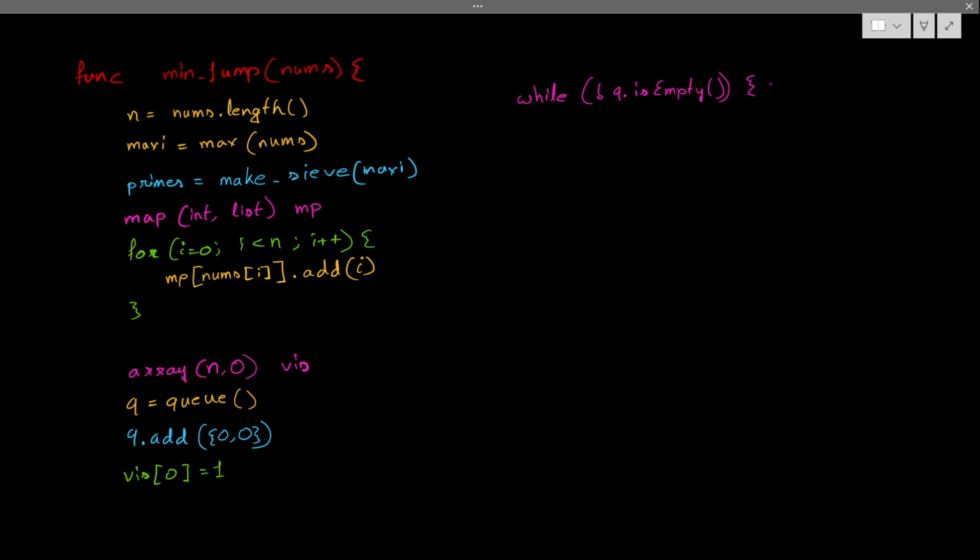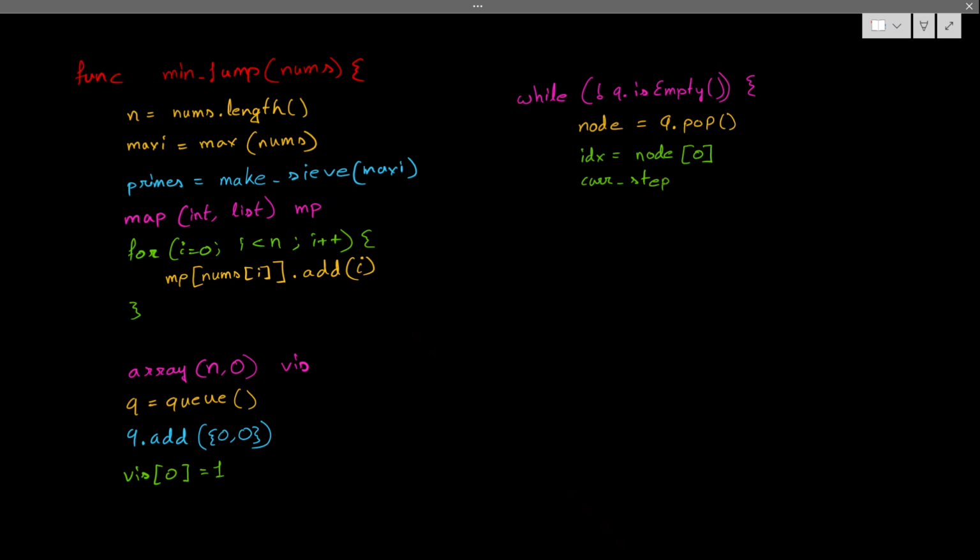Now what do I have to do? I have to pop an element from the queue. So the node I am popping, node equals q dot pop. But the node is not only a node, it contains the current index. So I'm writing idx, which is nothing but node 0, and the current step, right? Current step.